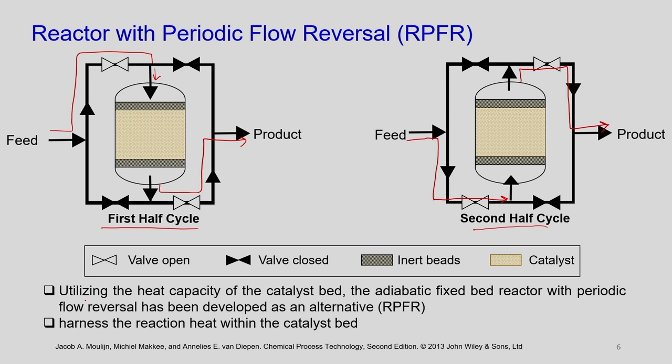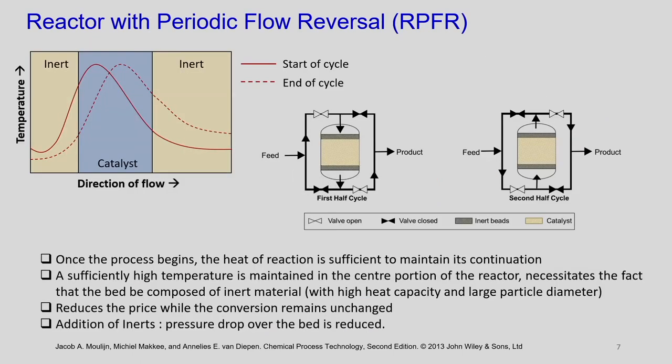So in a nutshell, what have we seen? It utilizes the heat capacity of the catalyst bed. An adiabatic fixed bed reactor with periodic flow reversal has been developed as an alternative. This is called RPFR in short. The aim of these two cycles is to harness the reaction heat within the catalyst bed, so you take the heat to heat the incoming cold gas flow.